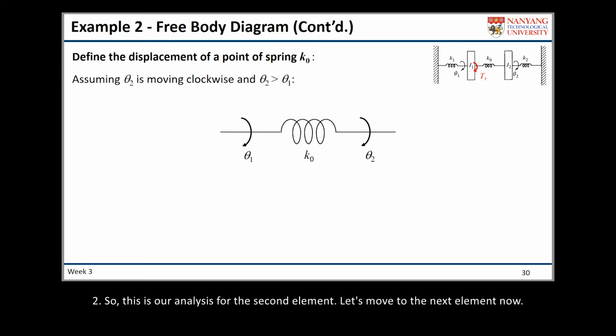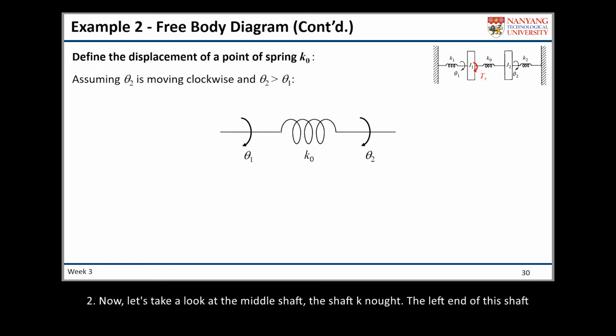Okay, now let's take a look at the middle shaft, shaft K0, where the left end is connected to the disc J1 and the right end is connected to the disc J2. As we assume, J1 is rotating in the clockwise direction by theta 1 and J2 is rotating in the clockwise direction by theta 2.